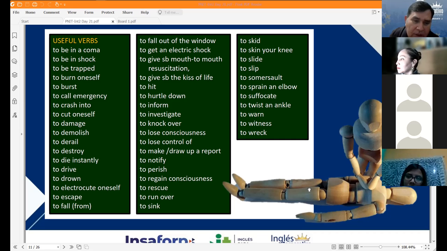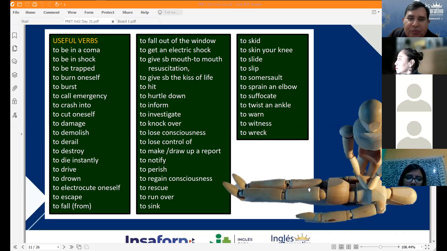You come to. To rescue, to run over. Run over is when a car hits a person and runs on top of it. To sink, to skid. Skid is because of the ice or something, a car slips. Okay, then to skin your knee. To skin your knee is when you are running, you fall down, and the first thing that you put down is your knee. And then the surface of your knee skin is removed. So you skin your knee, okay?